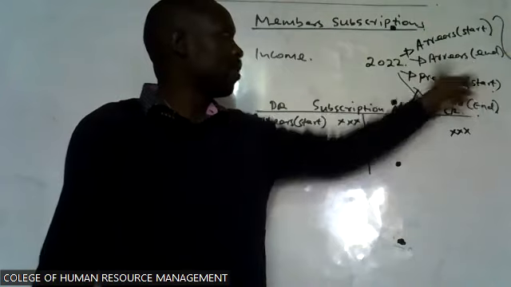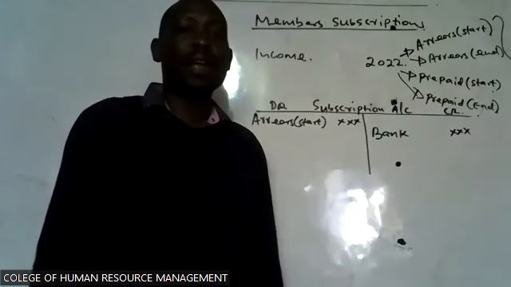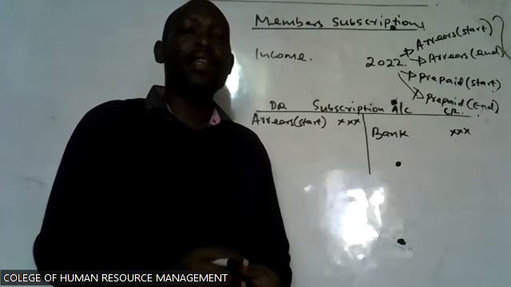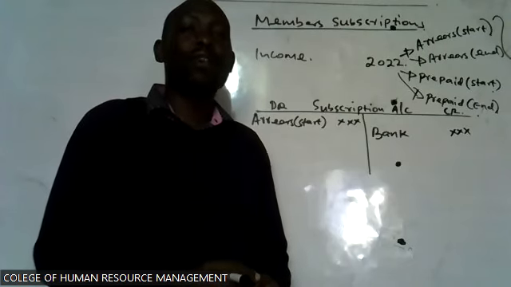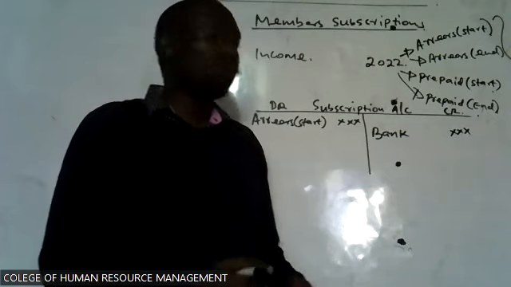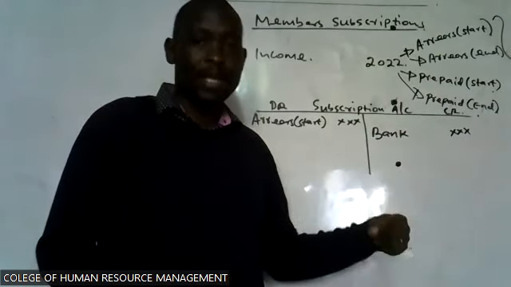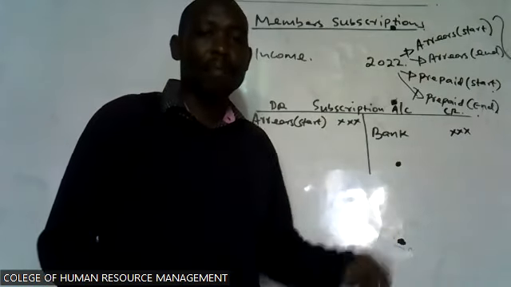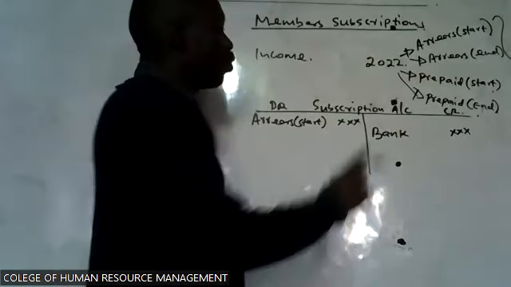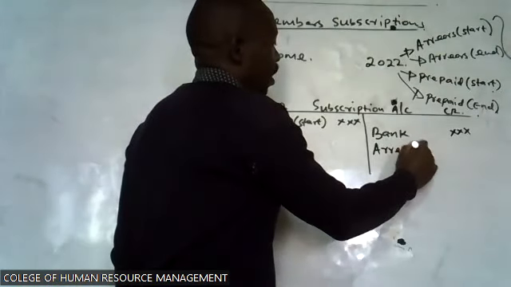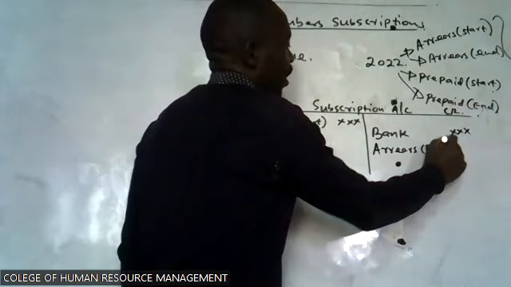What about arrears at the end of 2022? Arrears at the end of 2022 simply means that by the time we are ending the year 2022, some members have not updated their subscriptions. So that is a subscription for this year. By the end of this year, the members have not updated their subscription accounts, so it is supposed to be here. Arrears at end.